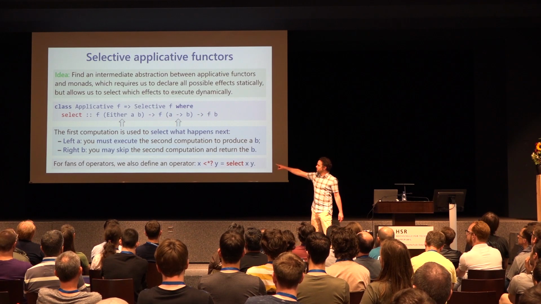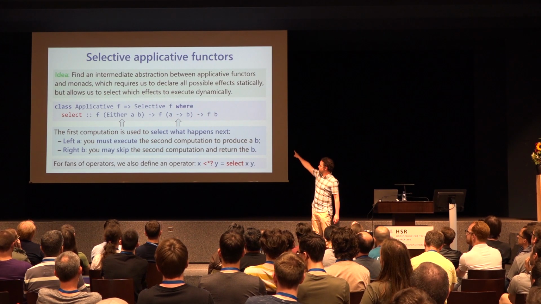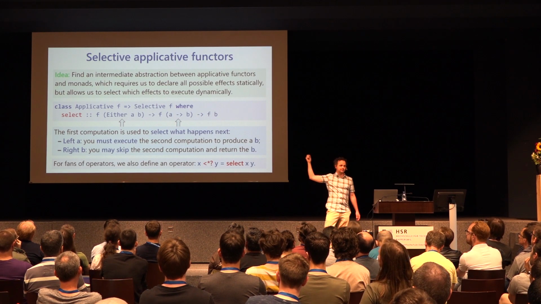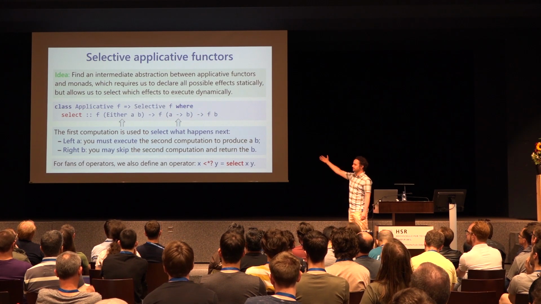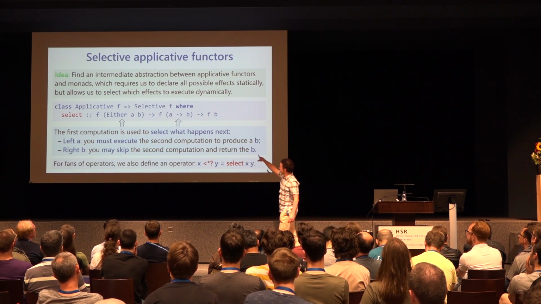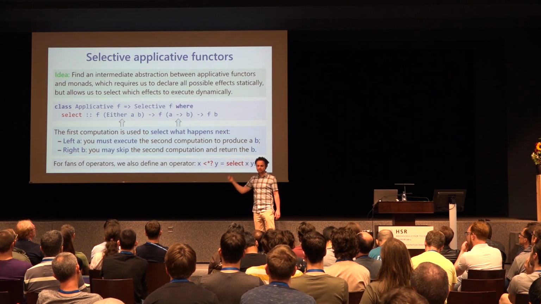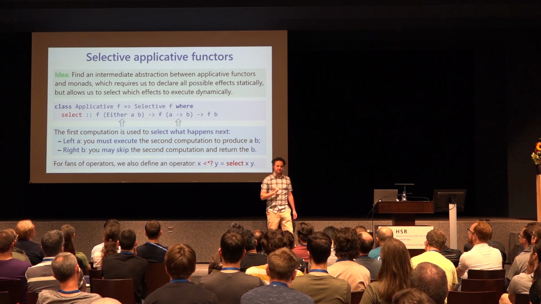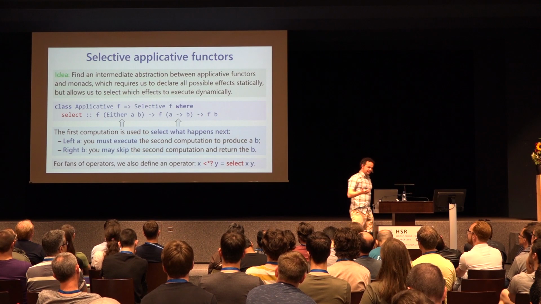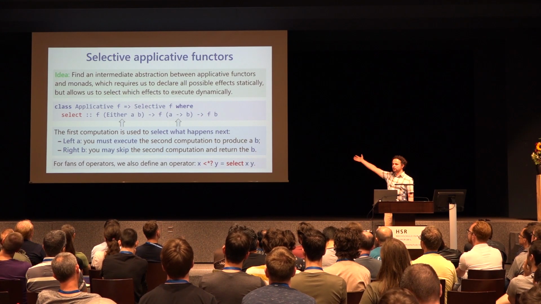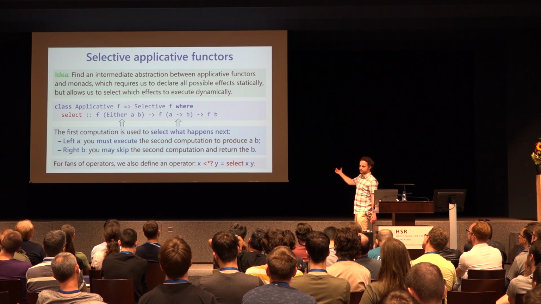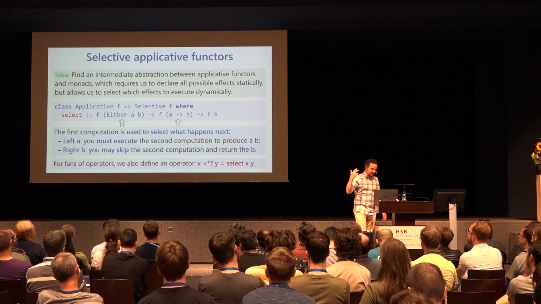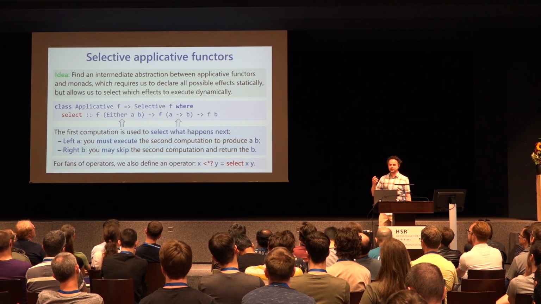If it's a value of type Left A, notice that in the end you have to produce a B. If it's a value of type A, you need a function. So you have to execute the second argument, get a function and apply it to A to obtain a B. But if you've got a Right B value, then you have no use for this function. You already got a B, so you can just return it. This allows you to express conditionality of effects.